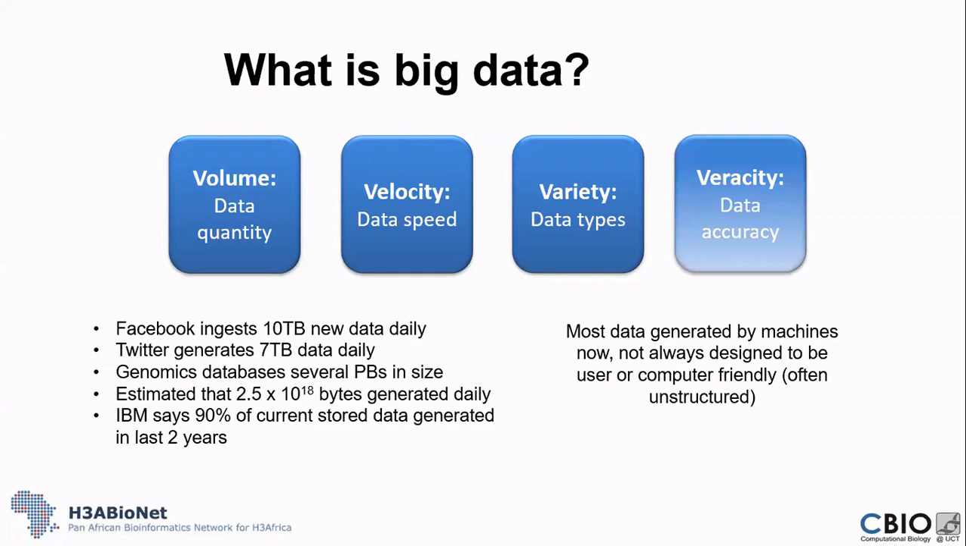And then you could add, it's not one of the 3 V's, but you could add veracity as well, so the accuracy of the data. As we generate data faster, is that increasing the error rate at which we generate data?